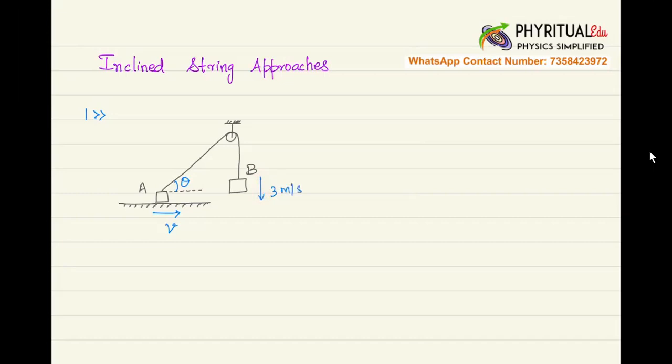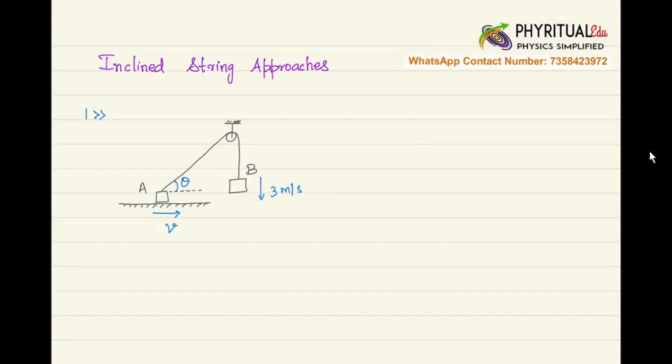And block A, it is given to you that it doesn't lose contact with the horizontal floor and it moves on the floor. You need to relate the velocity of the block A with the velocity of block B at some instant when the string makes an angle theta with the horizontal.